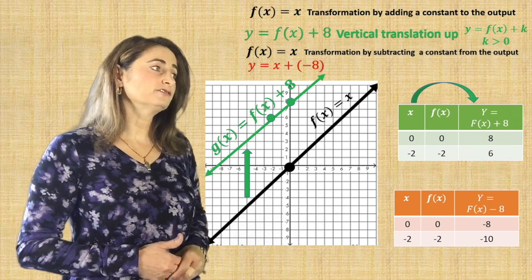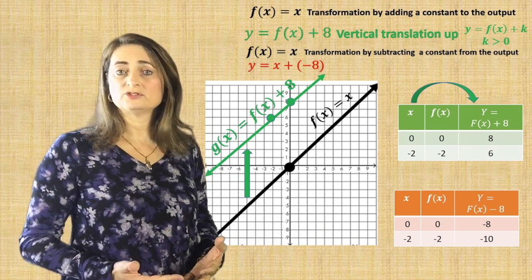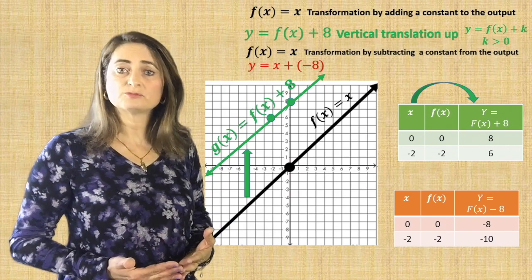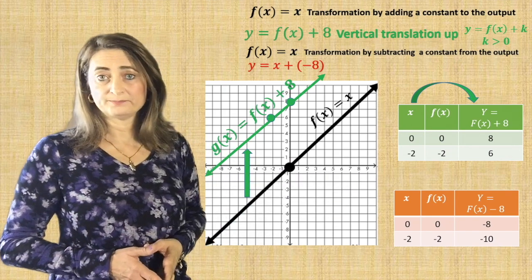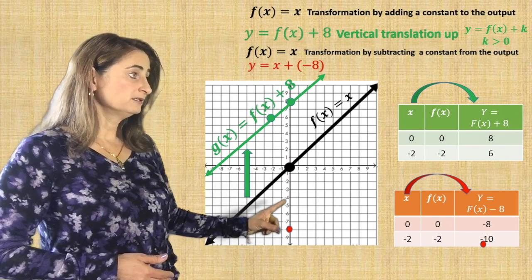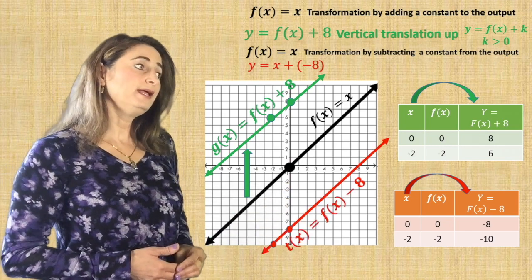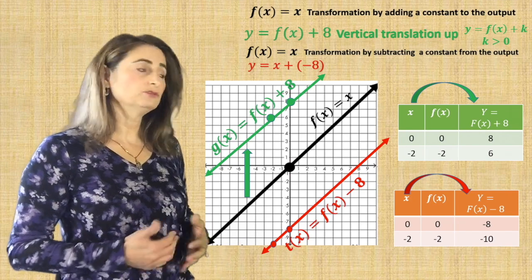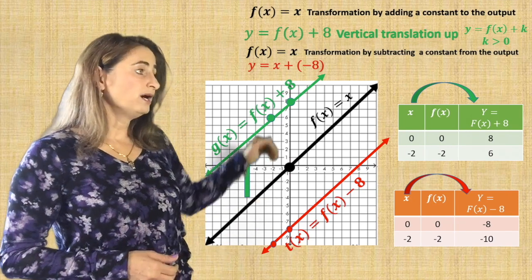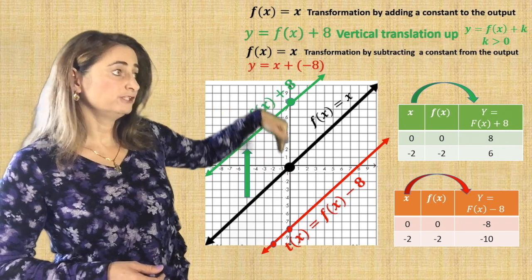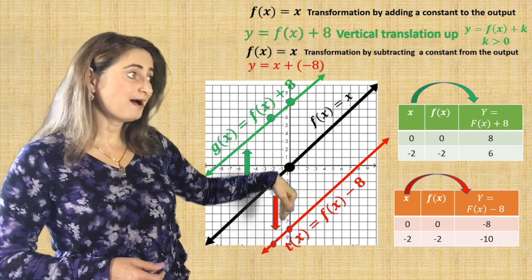And if x is -2, then f of x is -2, but because the transformation is to subtract an 8 from the f of x, then you end up with -10. Graph it, and that's the red line. Name it a different function, which is t of x equal f of x minus 8. Watch how this is a vertical translation, but this time down.